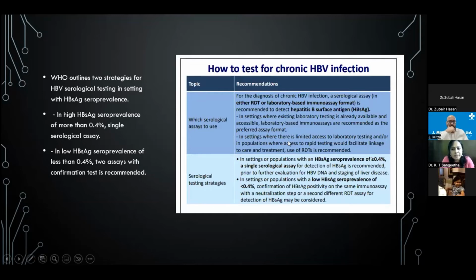In settings where there is limited access to laboratory testing, or in populations where access to rapid testing would facilitate linkage to care and treatment, you can use the rapid diagnostic test. Coming again to serological testing, with a seroprevalence of more than 0.4%, a single serological assay for detection of HBsAg antigen is recommended. Mostly in India, we have around 4% seroprevalence. So that is why for detection of HBs antigen, a single serological assay can be used. But if your prevalence is low, then you have to go for two different tests of hepatitis B surface antigen.